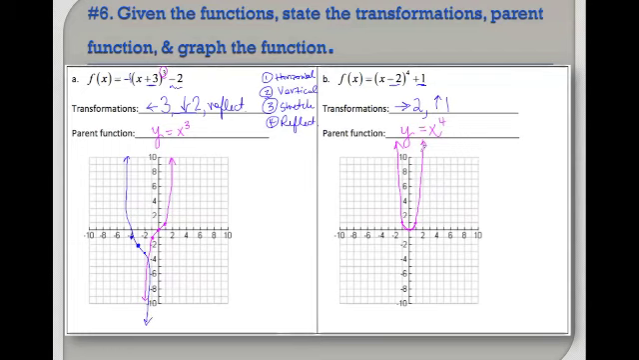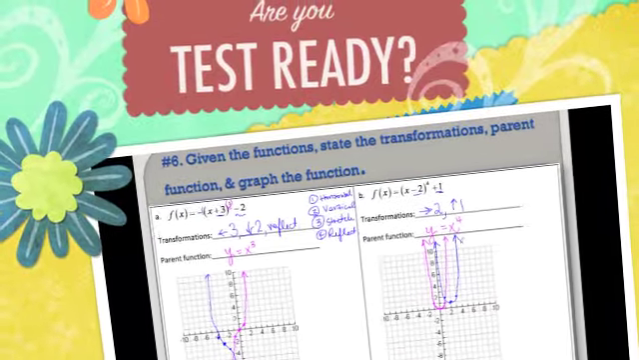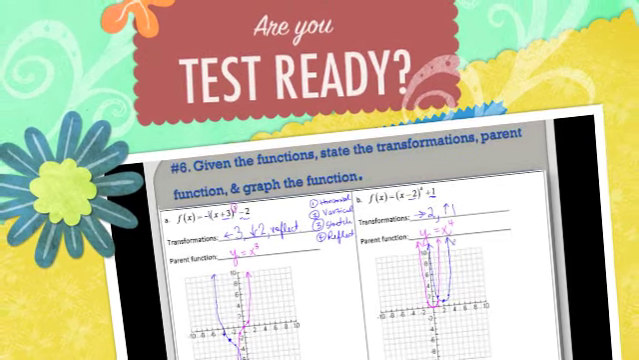Okay, for the quartic one, I'm going to the right 2 and up 1, and then you have your other 2 points here, and then you know that it's kind of flat and it goes very rapidly up. Okay, and that's graphing the transformations. You can continue on to the calculator portion.